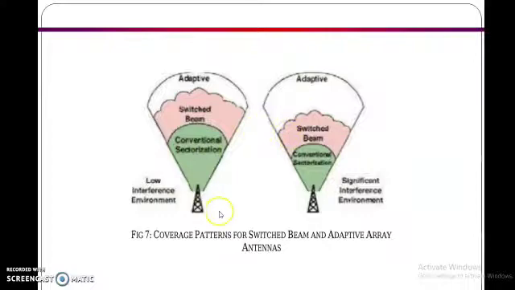If you compare these two systems, you can see the low interference environment and the significant or high interference environment, and of course the gain is equal in both cases in the adaptive array system. Switched beam works properly in the low interference environment, whereas it is very less as compared to this in the significant interference environment. And conventional sectorization is also somewhat more in this case, whereas it is very small in the high interference environment.